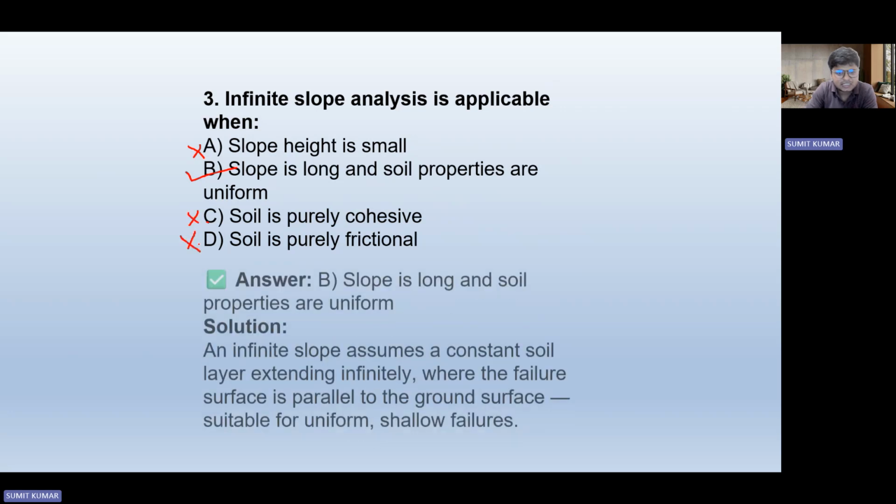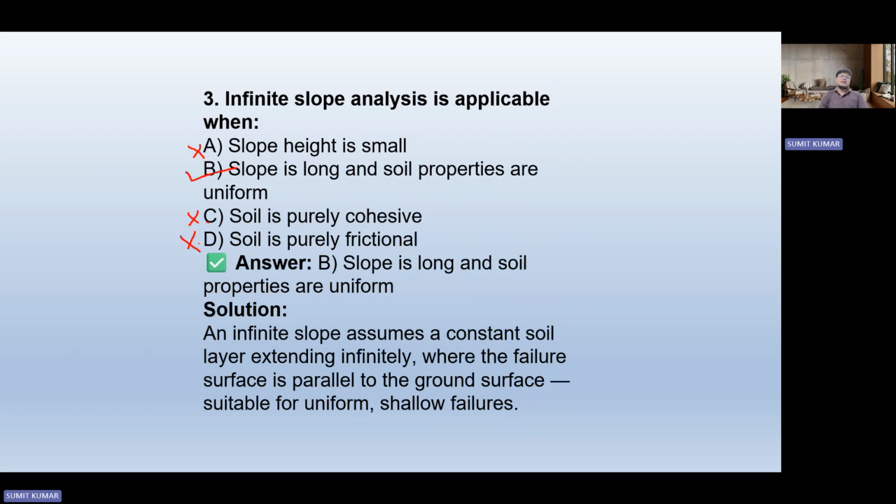So option B is the correct answer for this problem. That the slope is long and the soil properties are uniform. As an infinite slope assumes a constant soil layer extending infinitely, where the failure surface is parallel to the ground surface, suitable for uniform shallow failures.